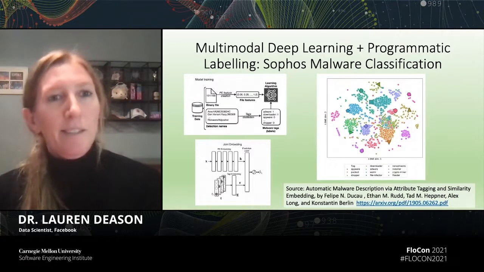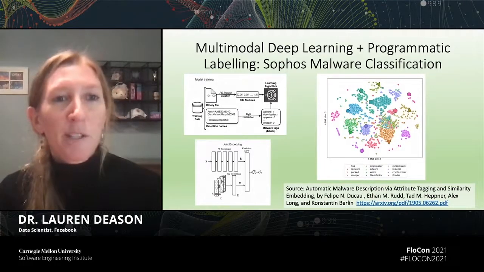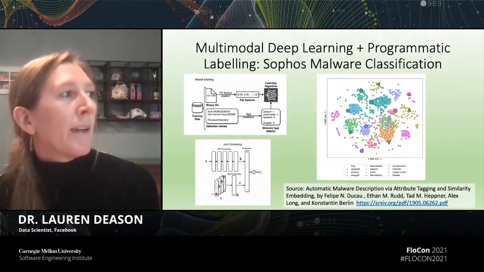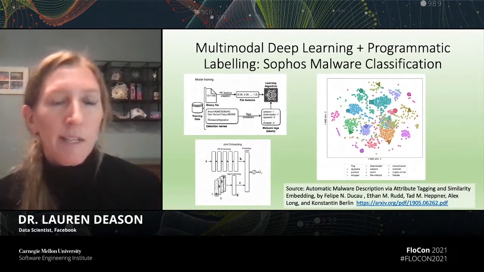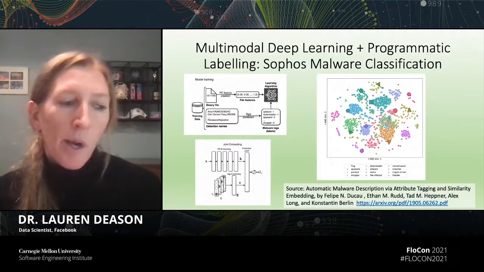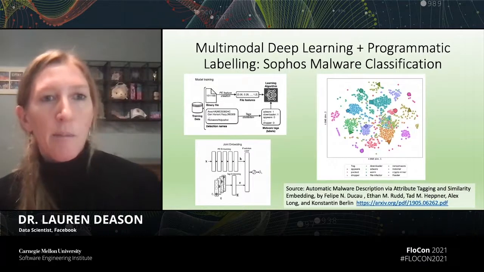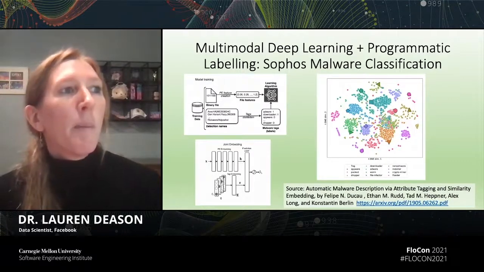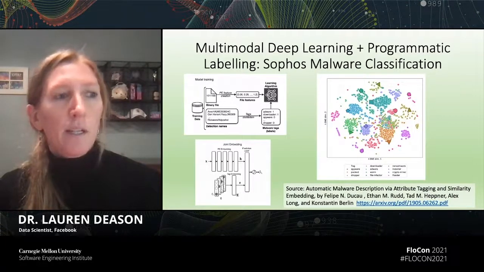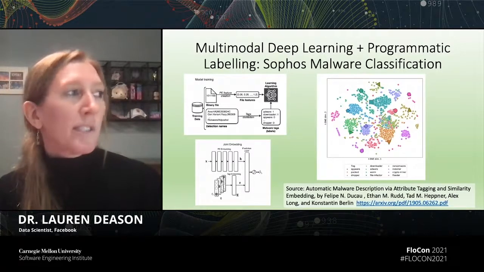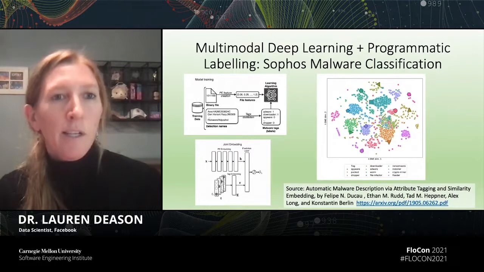And as you may have guessed, it uses some form of programmatic labeling similar to what I was describing a minute ago. In this case, what they do is they actually extract tokens from descriptions of the various files that come from various antivirus vendors. And then they use human expertise to map from these tokens to these different categories of malware tags.